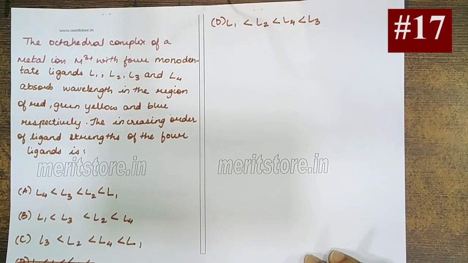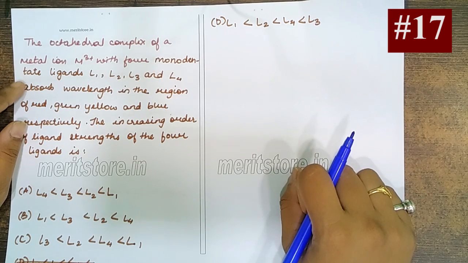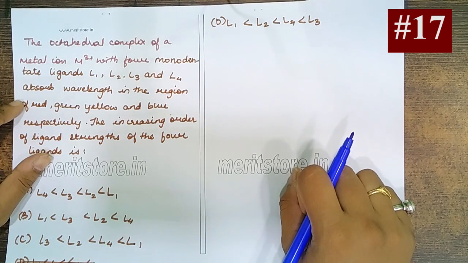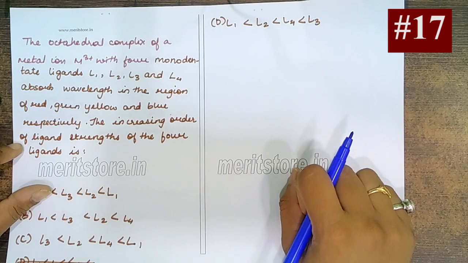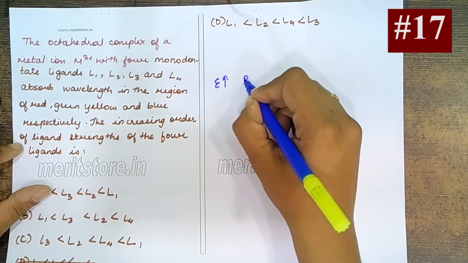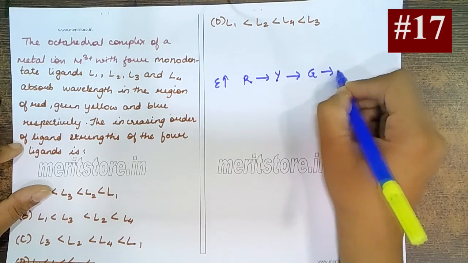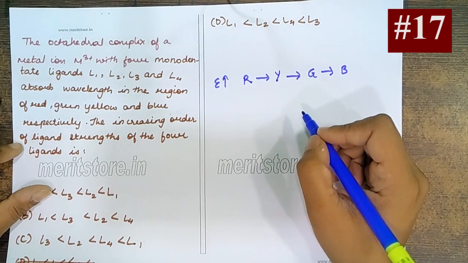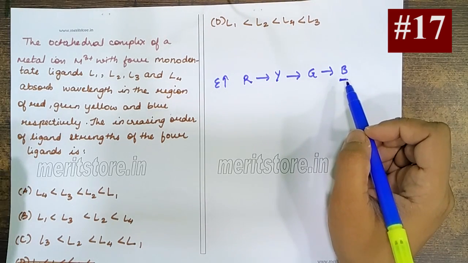The octahedral complex of metal ion M3+ with 4 monovalent ligands L1, L2, L3, L4 absorbs wavelengths in the regions red, green, yellow, blue respectively. The increasing order of ligand strength we need to find. When we talk about energy, the energy is expected to increase from red to yellow to green and to blue. So definitely with blue, the strength is also very high.